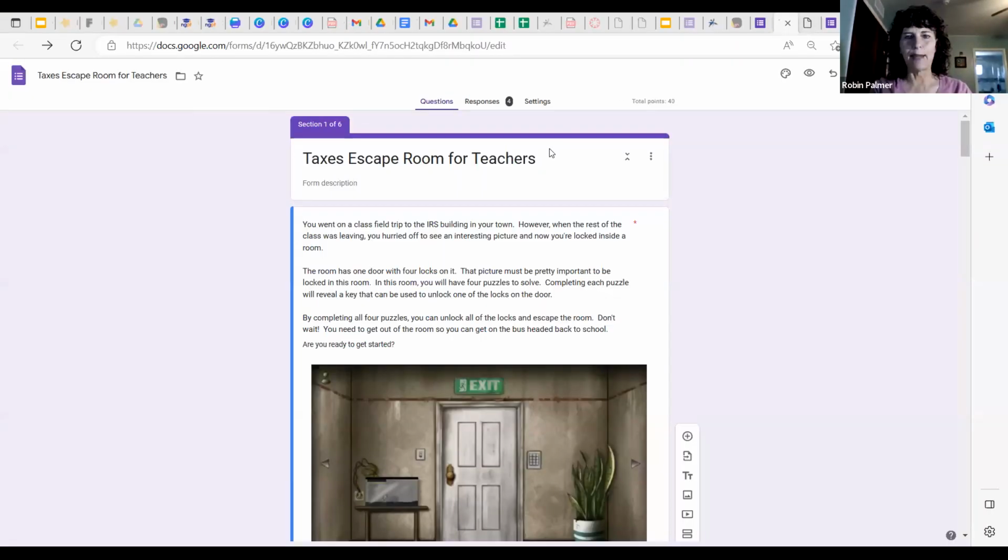What I like about escape rooms is you can really use them as a way to introduce students to information. So that article I had you read, I felt like it was a really good overview of taxes and different kinds of taxes and what we would do with them. So by having them do that activity first, they kind of have an idea of what they're going to be learning about.